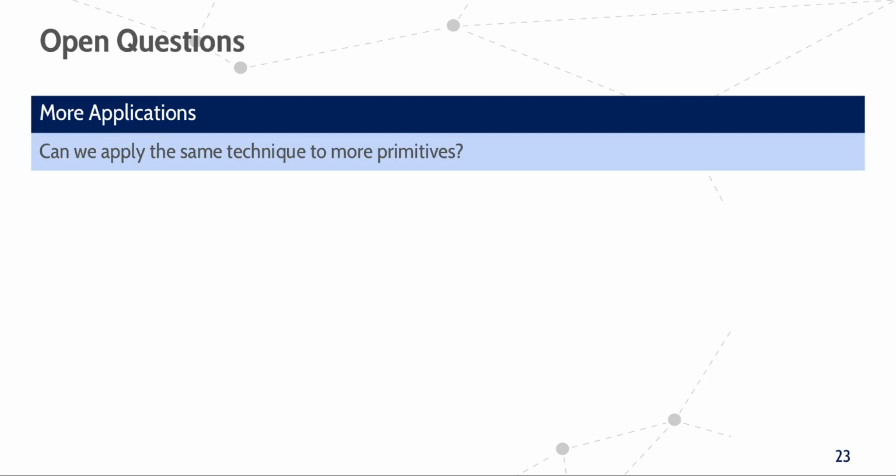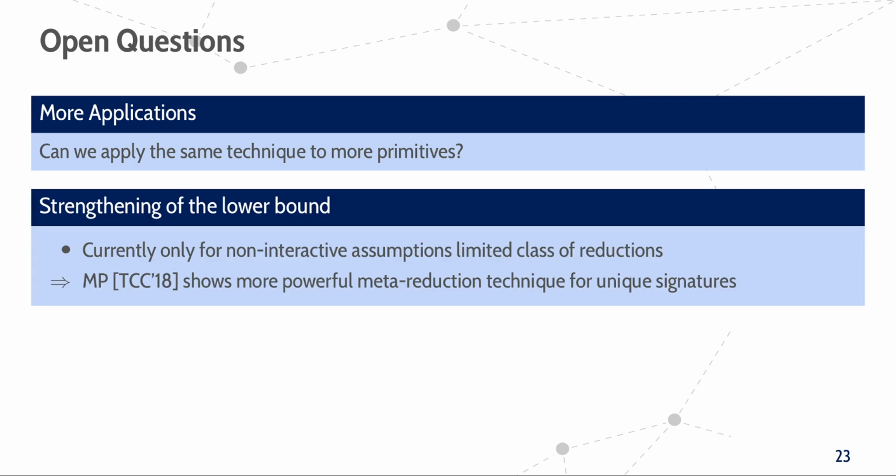However, there are still some interesting research questions remaining. First of all, it would be interesting to apply these techniques to prove more constructions optimally tightly secure, but also whether we can strengthen the lower bound to also apply to interactive assumptions and larger classes of reductions. A good starting point for this would be the meta-reduction technique by Morgan and Pass for unique signatures from TCC 2018.